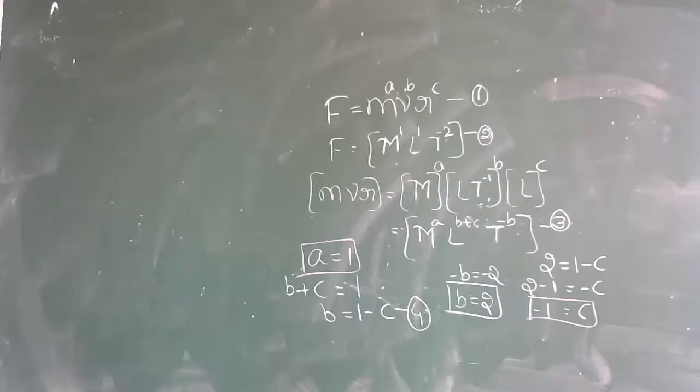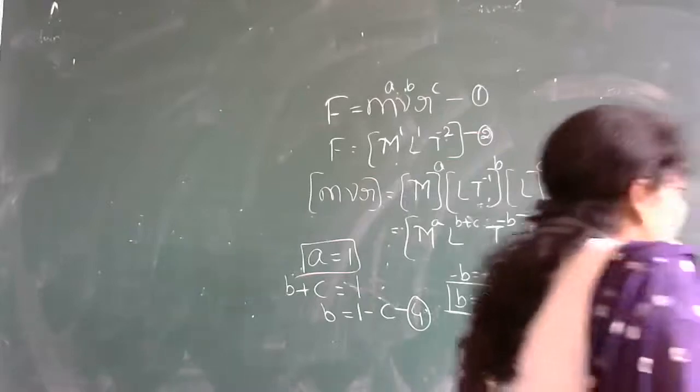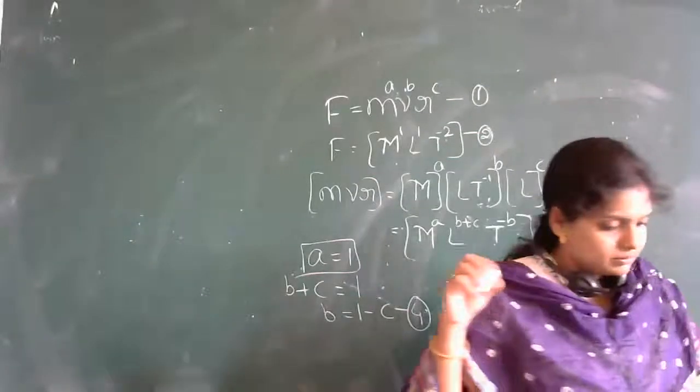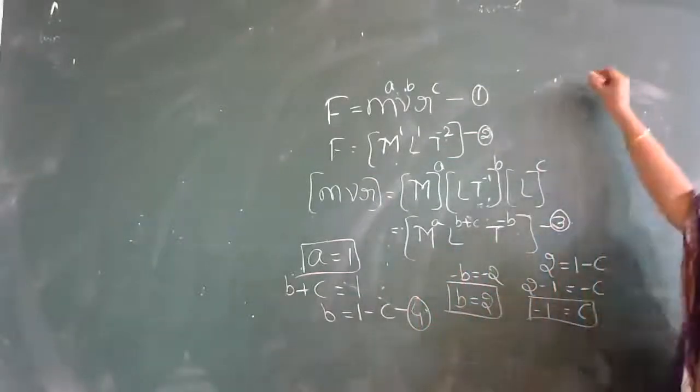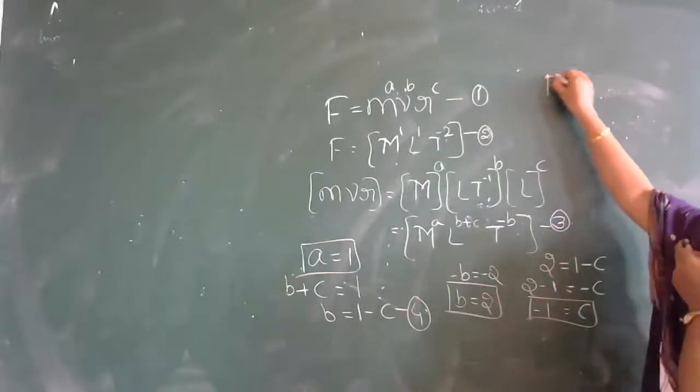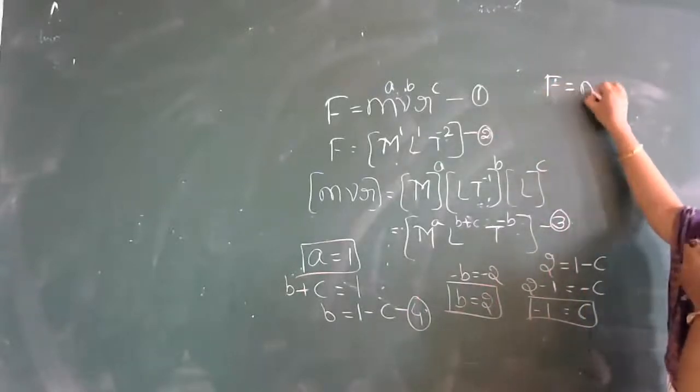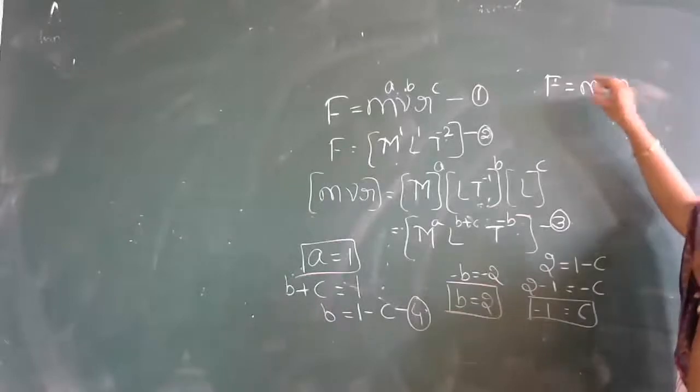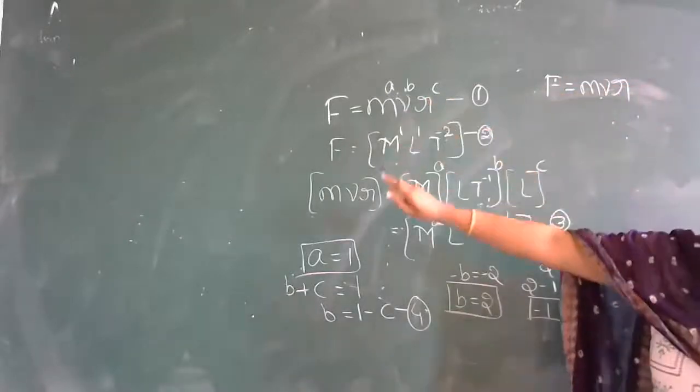Understood everyone? A, B, C value. Okay, done. Now just substitute A, B, C value in your equation 1. So if I substitute A, B, C value in equation 1, I am going to get, see, so we have F is equal to equation 1, M, V, R, M to the power A. What is your A value?